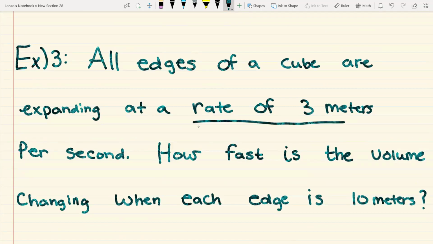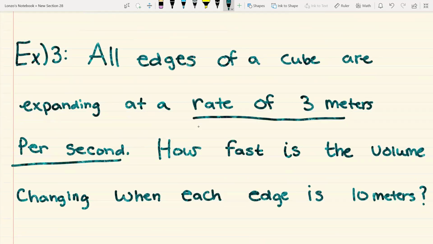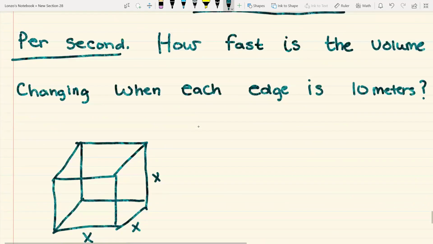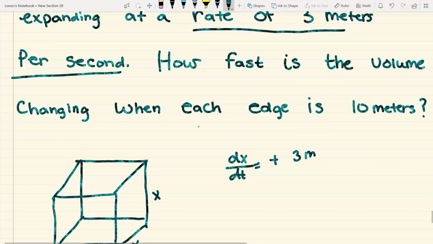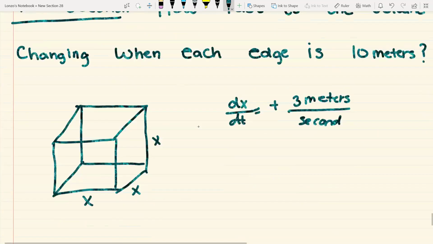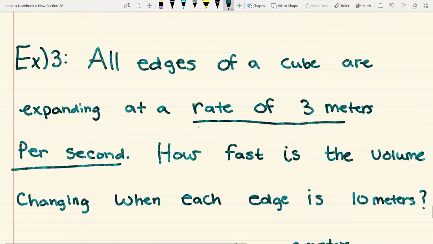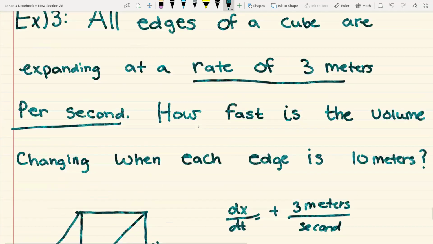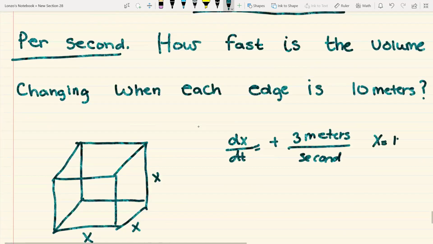So what does this mean? 3 meters per second, I believe that's a speed. So this would be dx/dt. And it's increasing, so that's positive 3 meters per second. I'm still going to keep my units, 3 meters per second. And we know each edge is 10 meters, so x is 10 meters.